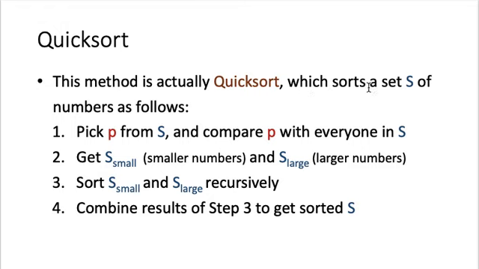And formally, quicksort will sort a set S of numbers as follows. We first pick some number P from S, and then we compare P with everyone in S. By comparing P with everyone in S, we are able to separate S into two groups. S small will contain all the numbers that are smaller than P. And then we will also get another set called S large, which contains all the numbers larger than P. After that, we use quicksort to sort S small, and we use quicksort to sort S large. So we are going to sort them recursively. Once they are sorted, we can combine the results. We list the sorted S small, followed by P, followed by the sorted S large, so that we get the sorted S.